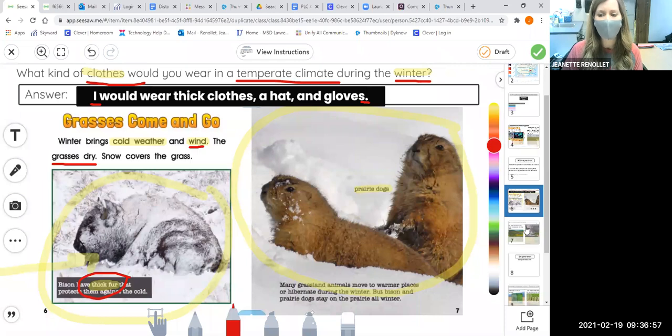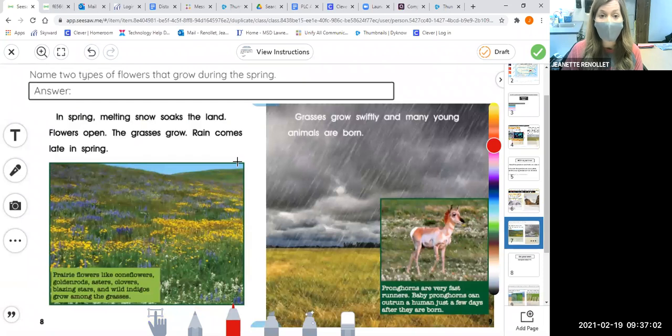Let's move on to slide number 7. We know in a temperate climate, there's winter, but there's also spring. Slide number 7 is all about spring. Look at your question. Read your text. Highlight your evidence in the text and type your answer. That is your job in your breakout room now.